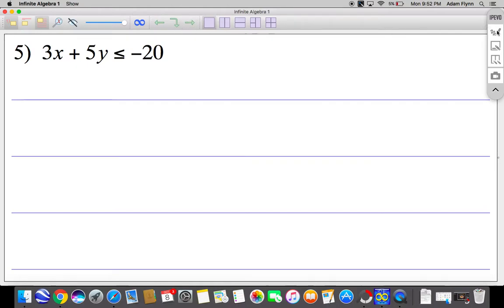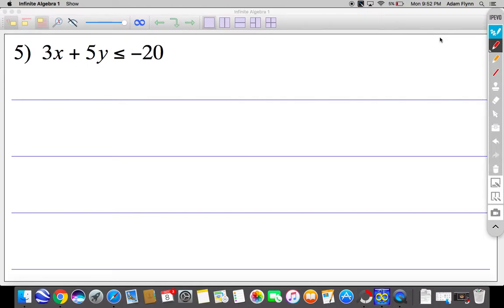Number 5, this inequality is in standard form because x and y are on the same side. So we have 3x plus 5y is less than or equal to negative 20. Because I had to slip in that or equal to, this linear inequality will have a solid line.